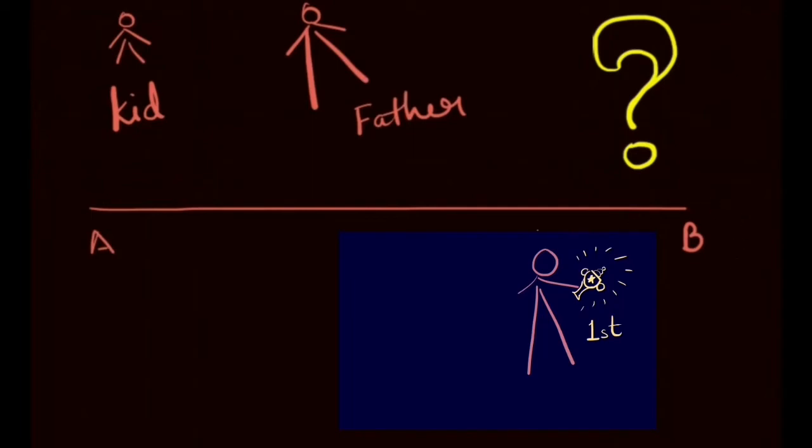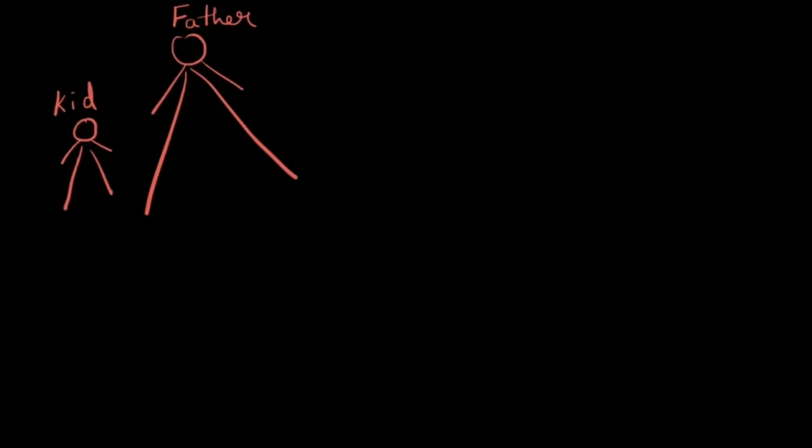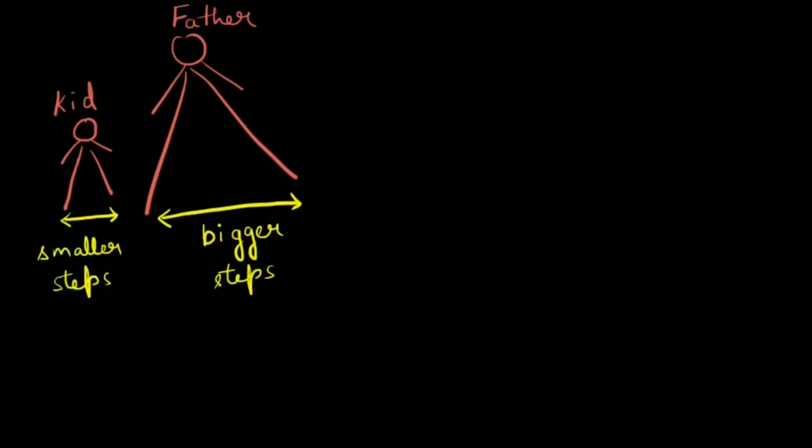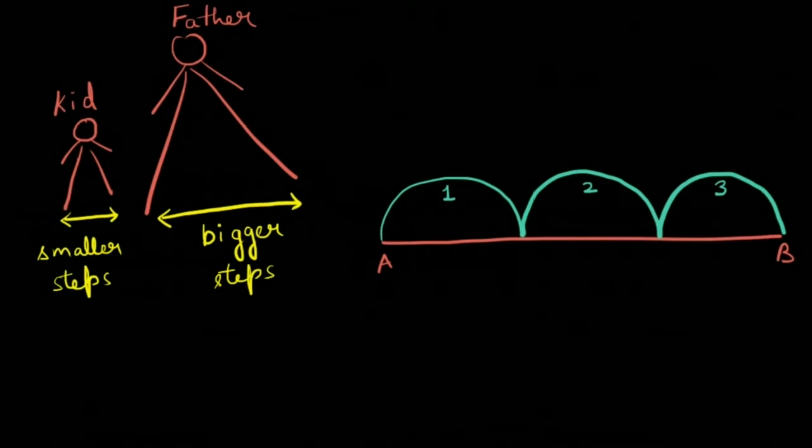But what if I say that the father and the kid, they both run this distance in the same time? Means they both come out winning. How would you explain that? So definitely the father is going to take bigger steps because he is taller, and the kid would take smaller steps. So let's say this distance AB is covered by father in 3 steps, shown in blue here, and the same distance is covered by kid in 6 steps, shown in green here.